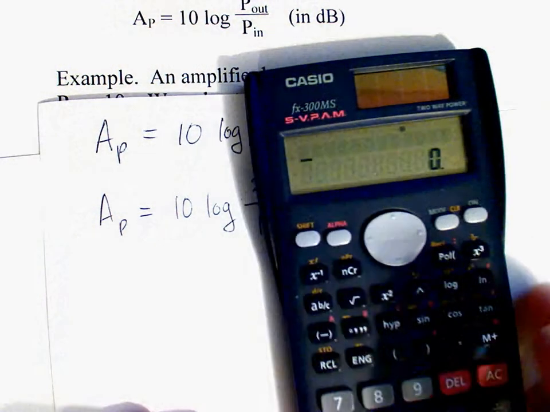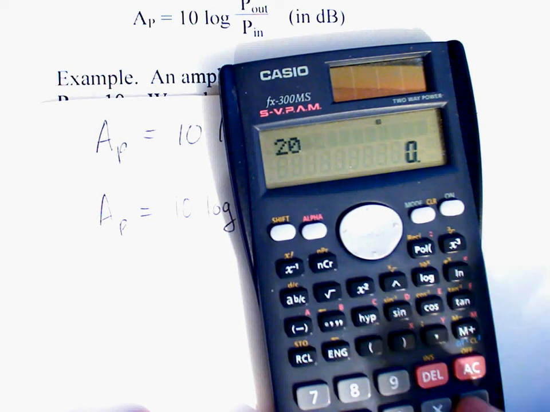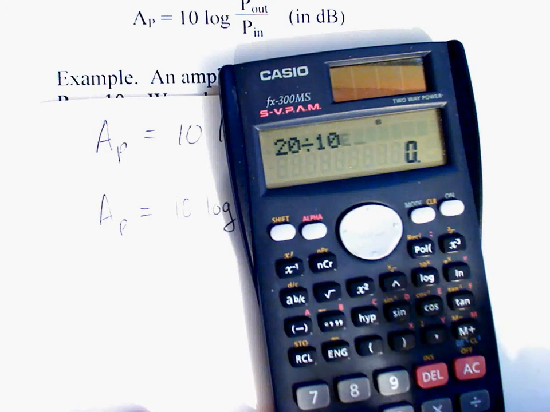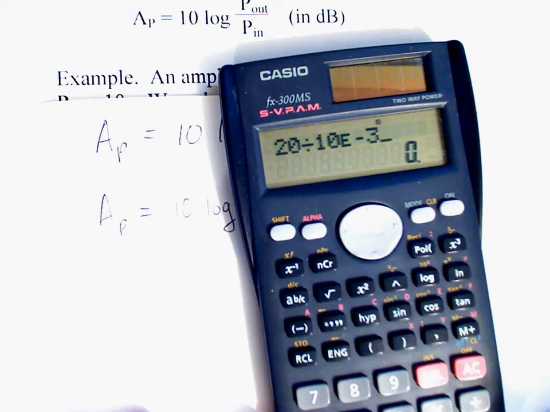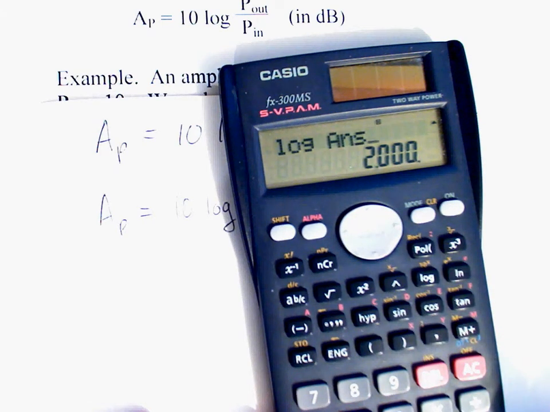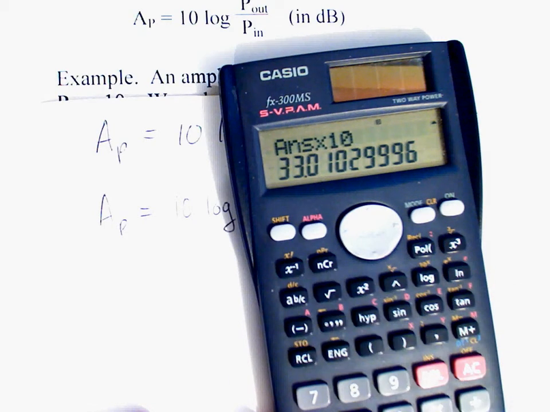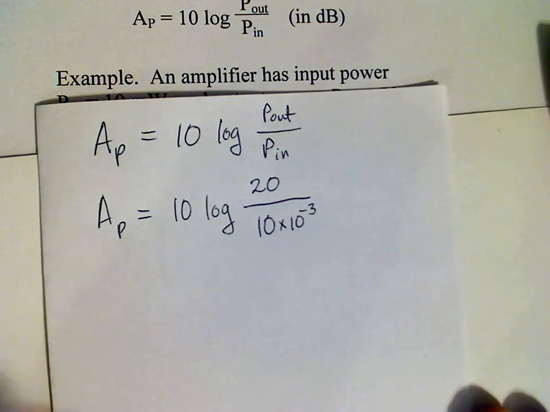Okay, so of course we're going to use our calculator to do the log calculation. 20 divided by 10 E negative 3. Okay, that's the ratio. Output power to input power has ratio 2000. Okay, now we take the log of that, and we get 3.3, and then finally multiply by 10 to get our answer in decibels. And that's where we come up with the answer of 33 decibels.